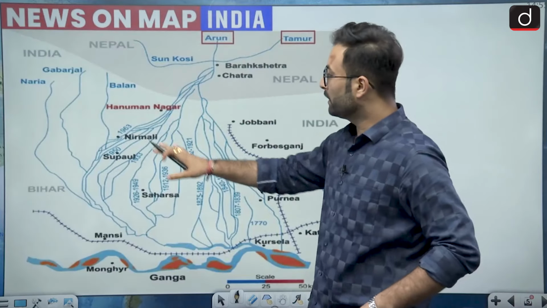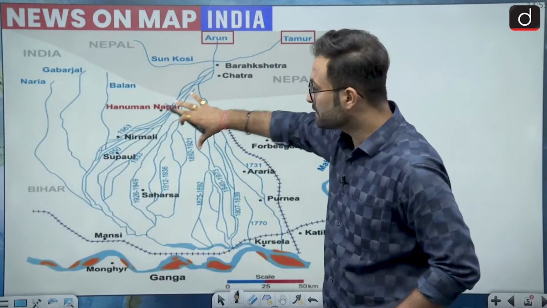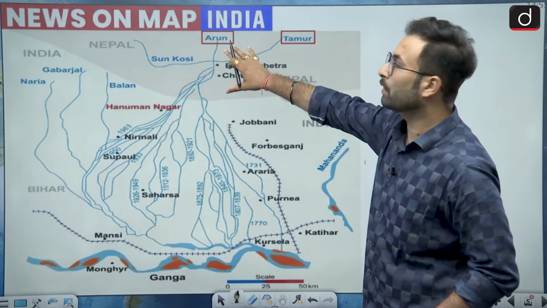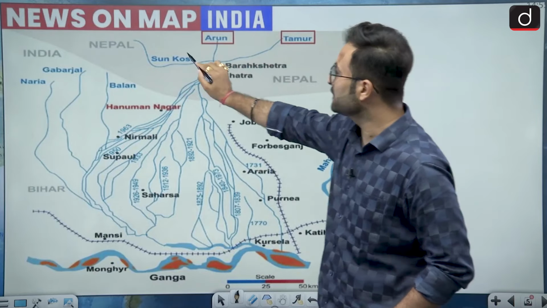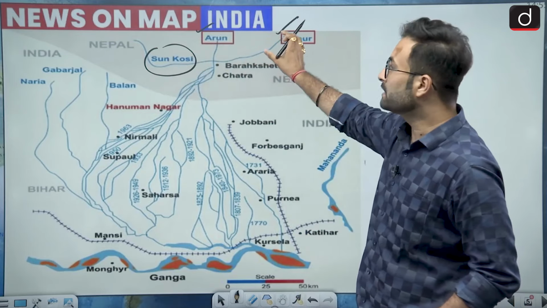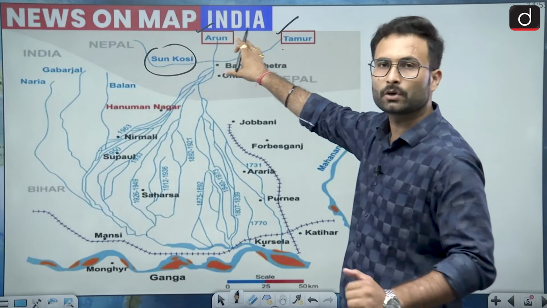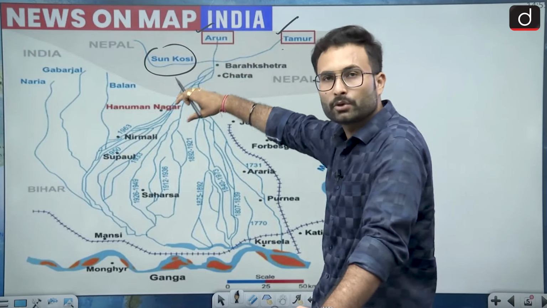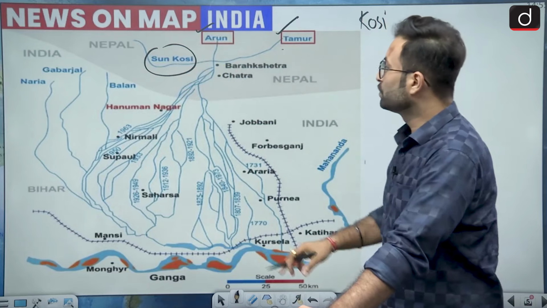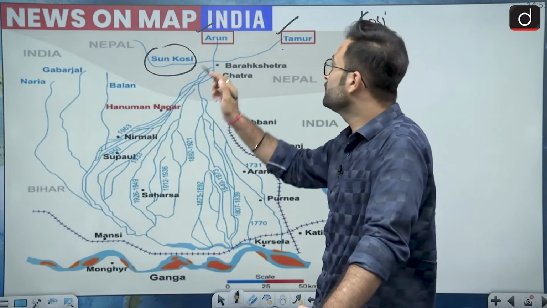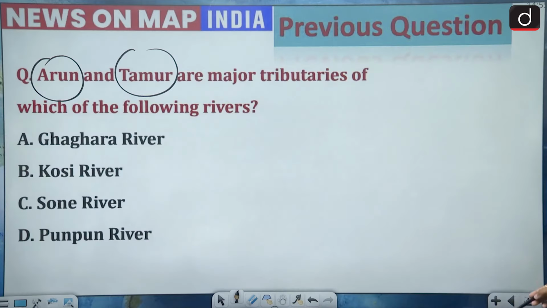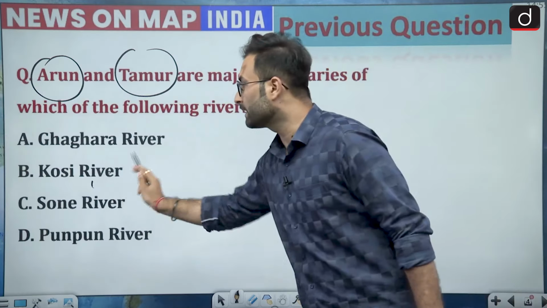If we talk about this particular area, you know that this is Nepal, and then this is the area of UP and Bihar. When we talk about Nepal, here there are three streams. One is Son Kosi, second is Arun, and then Tamur. These three streams which originate in Nepal combine somewhere over here, and then they enter into India, and in India that will be named as Kosi. So these are the streams related to the Kosi River. Coming to the question again, option B would be your right answer, that is Kosi.